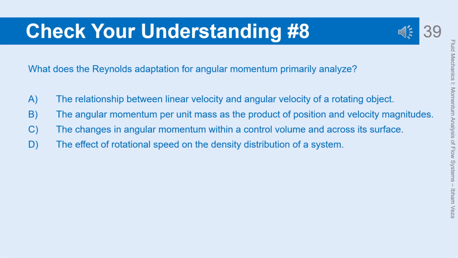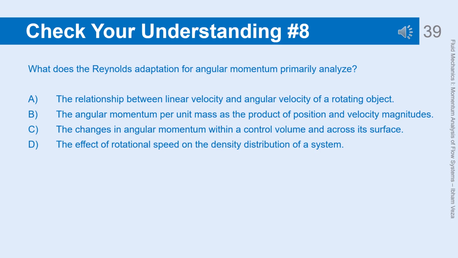Check your understanding. Number 8. What does the Reynolds adaptation for angular momentum primarily analyze? Correct answer: C. The changes in angular momentum within a control volume and across its surface.